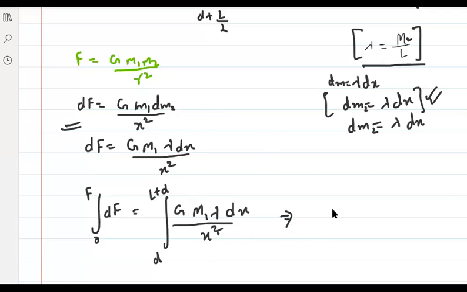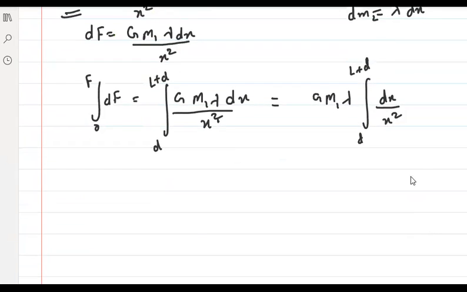Okay, now it will be g. So this is equal to g constant, m1 constant, lambda constant, integration of dx by x square, from d to capital L plus d. Now tell me, 1 by x square integration, can you do? What is the integration of x to the power minus 2? Tell me. X to the power minus 2 integration.